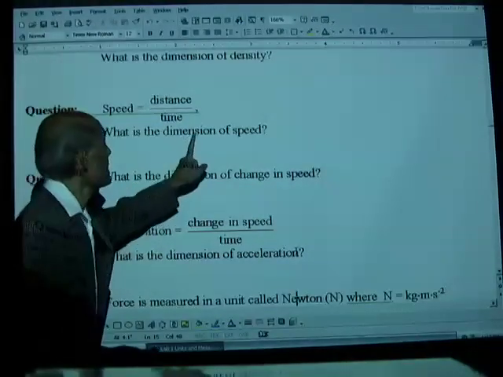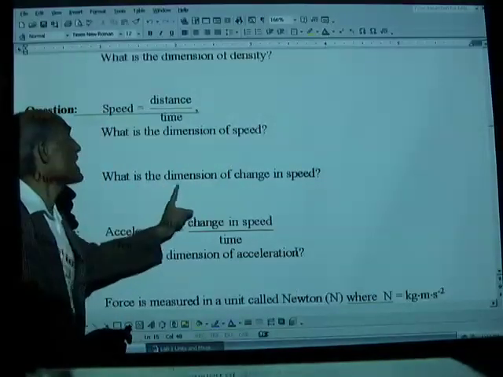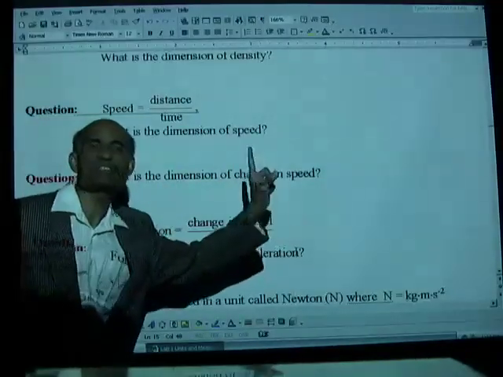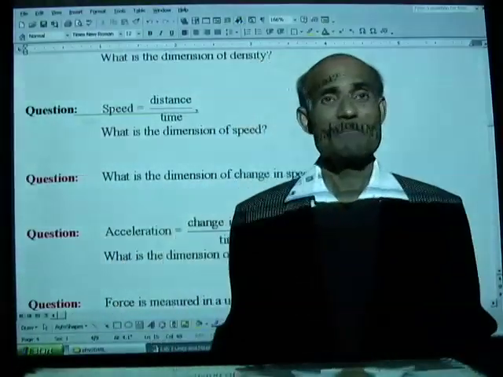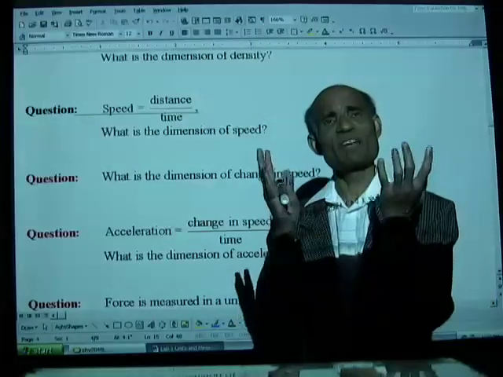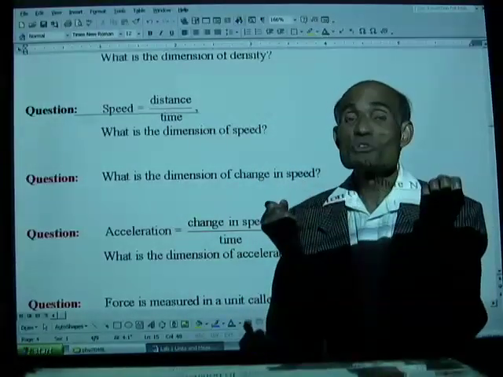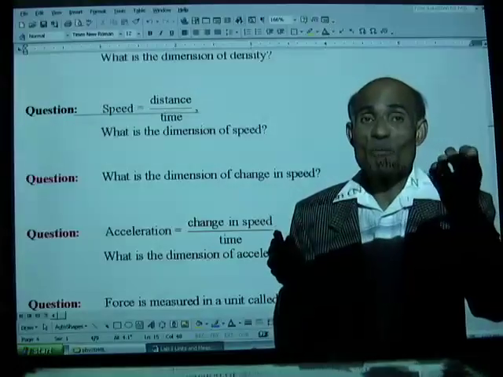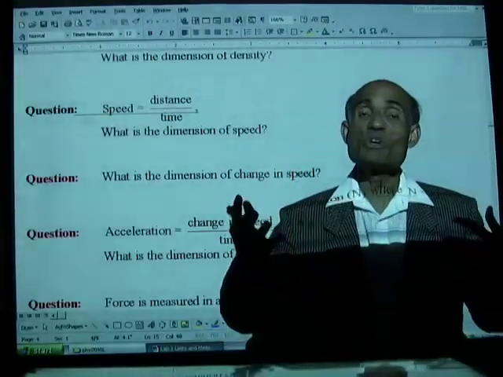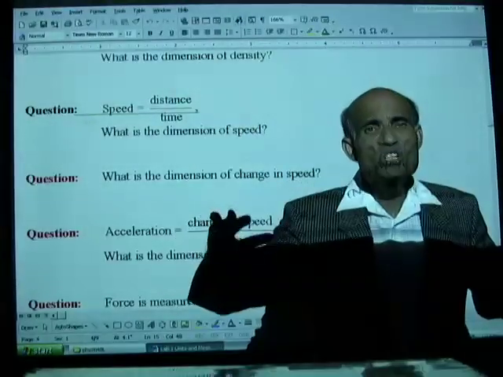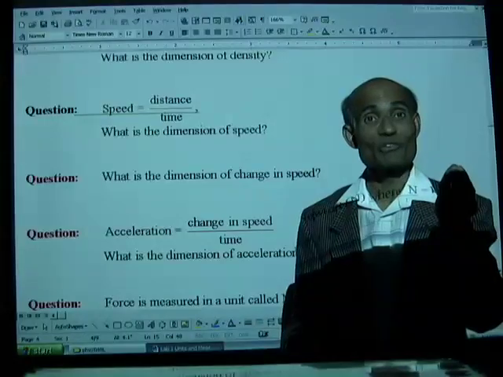Okay? If you know the dimension of speed, tell me, what is the dimension of change in speed? Is that difficult? I think many of you have a little difficulty understanding it. If we use the unit of money as dollars, what is the unit for change in the amount of money? That again will be dollars.